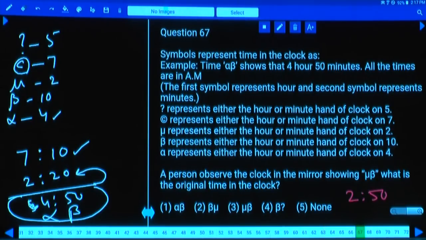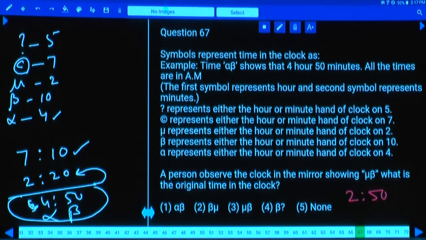Now the time observed in the mirror is 2 hours 15 minutes, then what is the time shown in the original clock? Now the question is about what? What is the original time in the clock? Mirror image. Yes, tell me what is the mirror image to this one? Now if the time shown in the mirror is 2:50, then what is its mirror image?